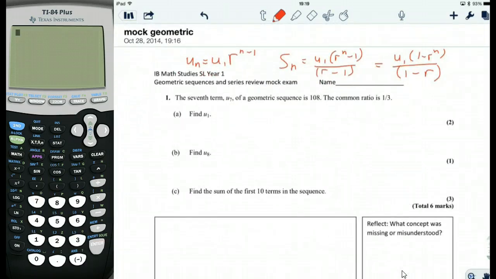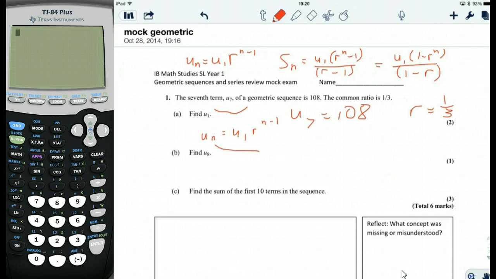All right. The seventh term, U7, of a geometric sequence is 108. The common ratio is one-third. Find U1. Okay, so this one you would use the term equation, right? You would say UN equals U1 times R to the N minus 1. But what would be UN in this case? Well, let's say that it's U7.